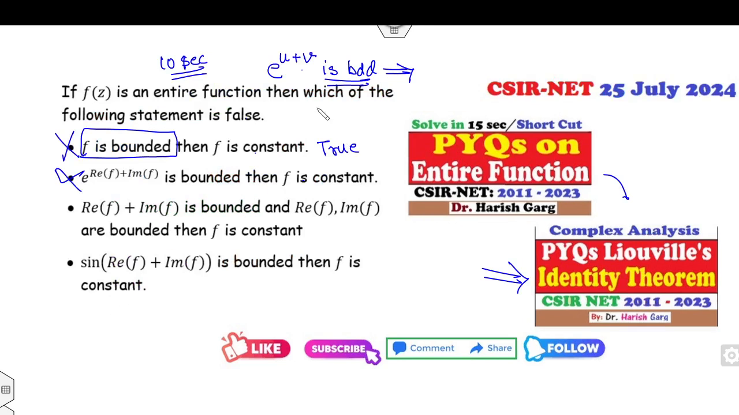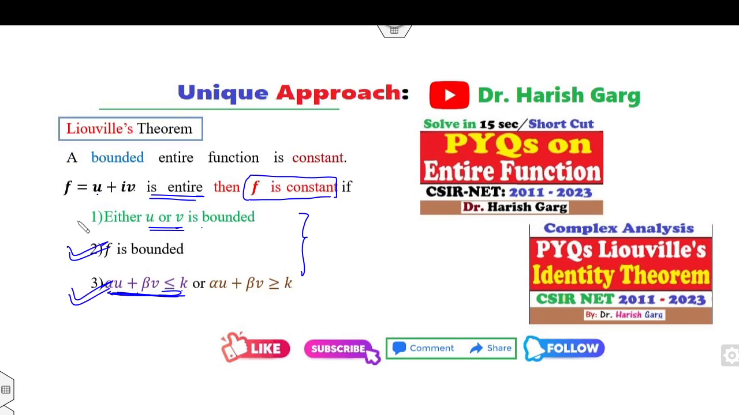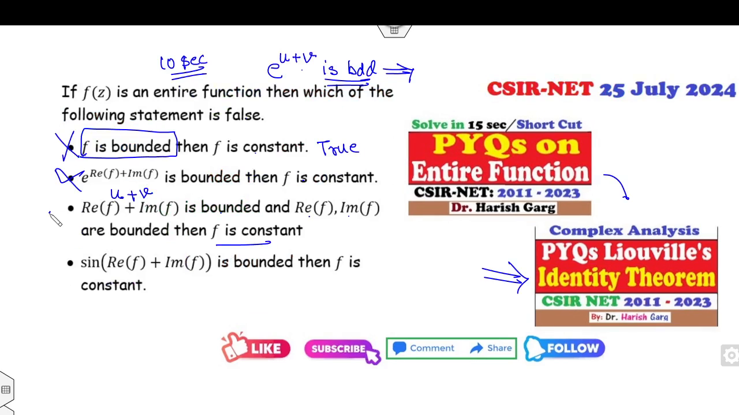u plus v is bounded. Again, u plus v is bounded and u and v are bounded. That means the third option and the first option both are combined at the same time. So yes, this constant is also the correct option. So this is my true statement. The only statement left is my last option, which is the wrong statement.